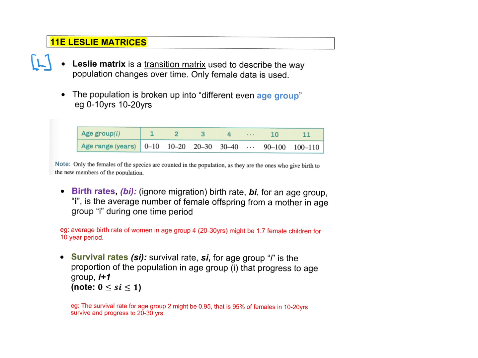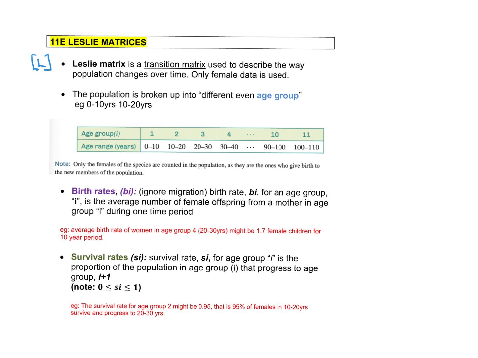Okay, now they'll explain that they only use female data because we're talking about population. Females are the only ones that reproduce, so they put that in there. That's just a thing. It's not a huge fact, but that's why.